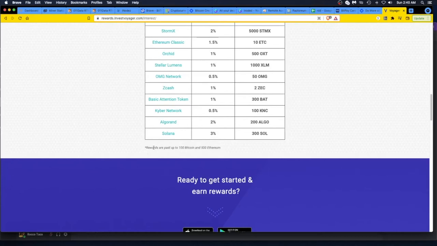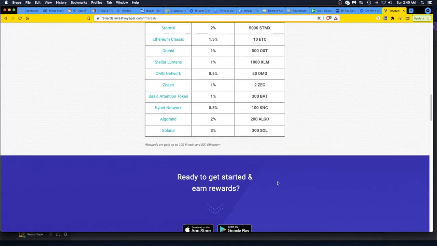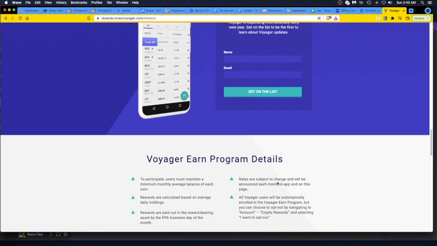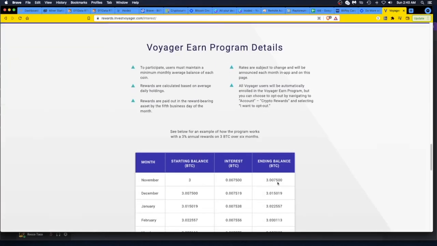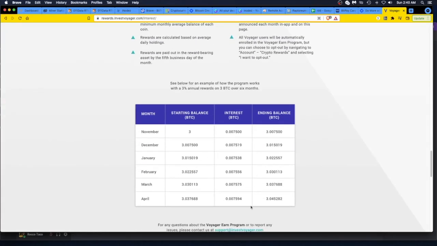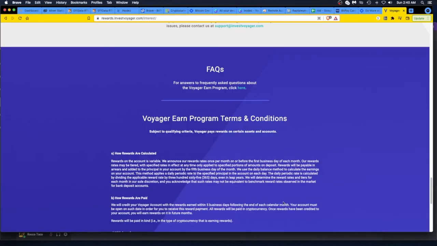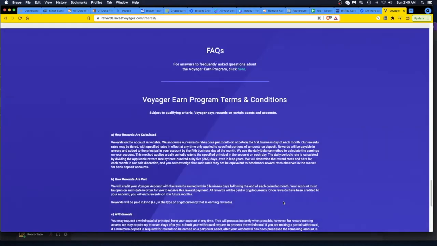Oh, see, yeah, here they have a limit. Wow, if you have 100 Bitcoin and 500 Ethereum, I think you're doing pretty sweet. You're doing okay right now. Let's see. There's the earn detail. Here's an example of what you can earn. So just go through it yourselves. Do your own research, folks. There's a whole bunch of information right here.